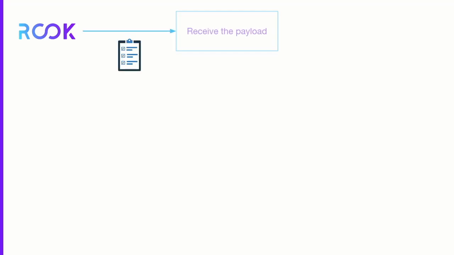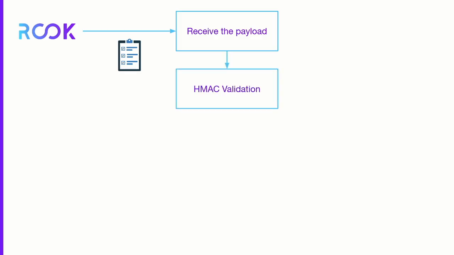We recommend implementing the following workflow when handling webhook events. 1. Receive the payload. Your endpoint receives the webhook payload sent by ROOK. 2. Validate the authenticity of the request using HMAC. This step ensures that the request was sent by ROOK and has not been tampered with. Please note that HMAC validation is optional and becomes available once your account is activated in production. To learn more about how to implement this validation, please refer to our HMAC tutorial video.